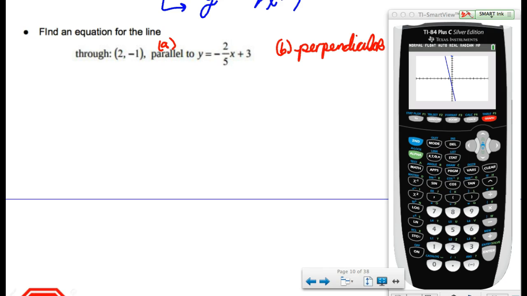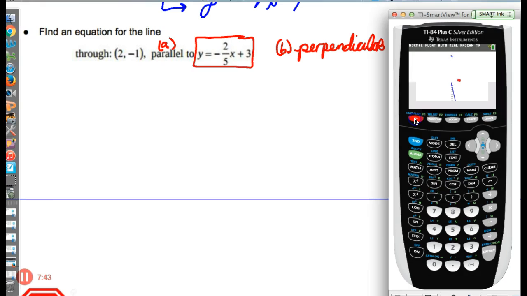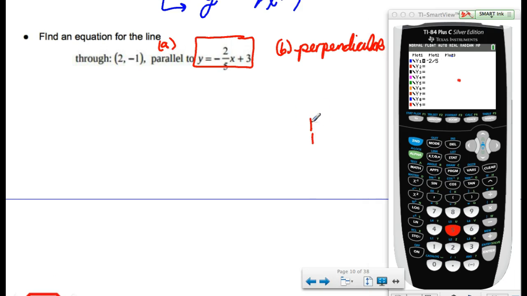I'm going to go over to my graph here. I've got a point sitting here at 2, negative 1. And I want it to run parallel to this line. So I'm going to enter that line on my graphing calculator just so you can get a visual of what we're being asked to find here. I've got some line, negative 2/5. You should be able to predict what that means. I'm going to have a downhill line. It's going to be dropping 2 and running 5, so it's going to be a gradual downhill.